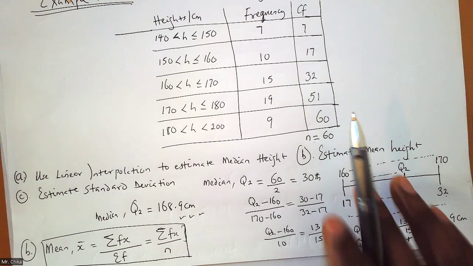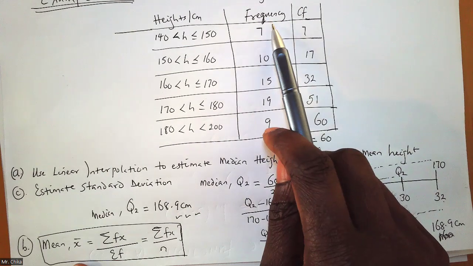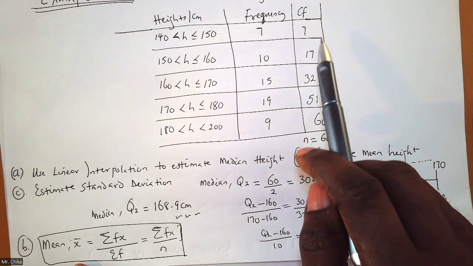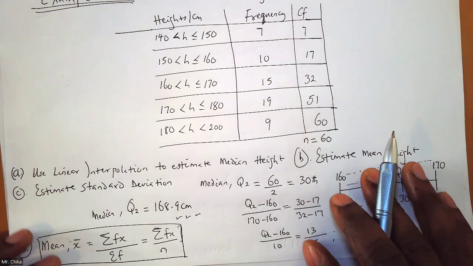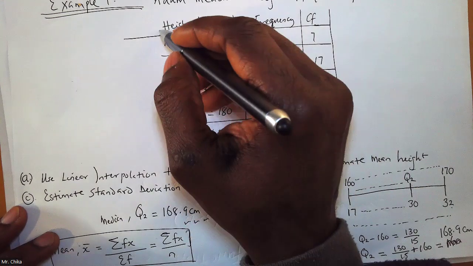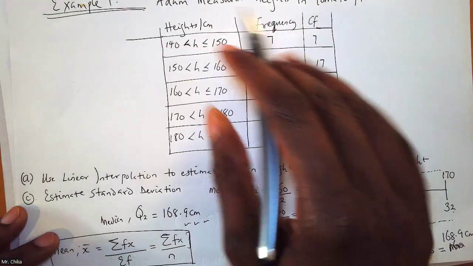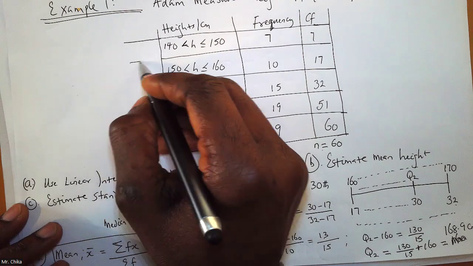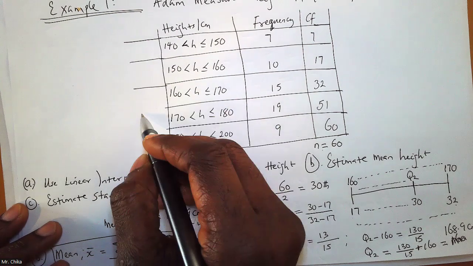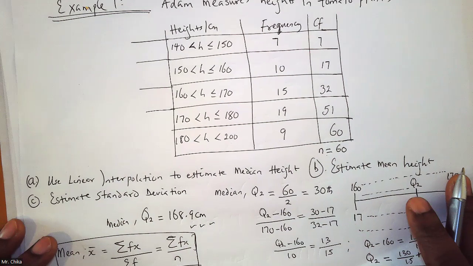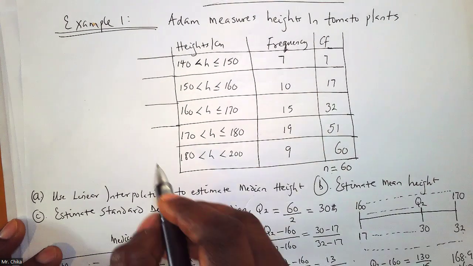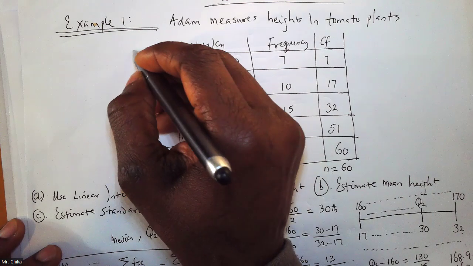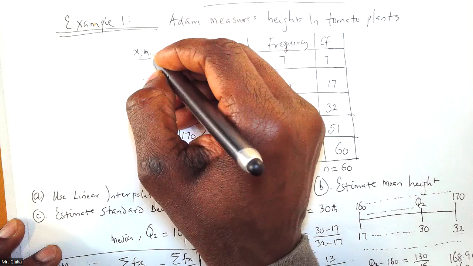So what we need is f, and we've got f there. Then we need x, so we need fx. So how do we find x? If we go back to our table here, we need to find x. We're looking at the class boundary, so we need to find the midpoint. We need to create one more part of the table. Okay, so we need x, which is the midpoint.